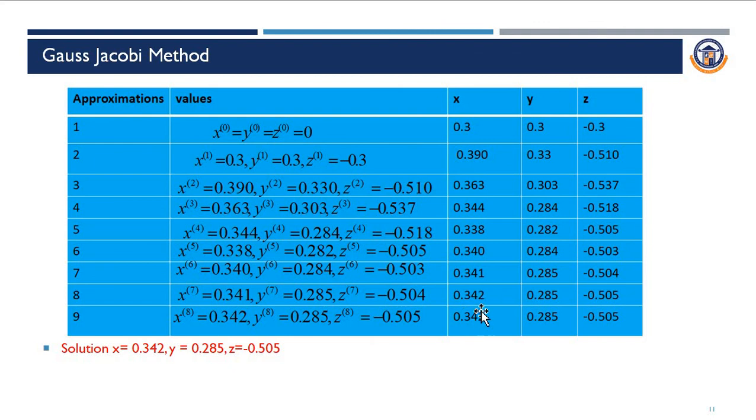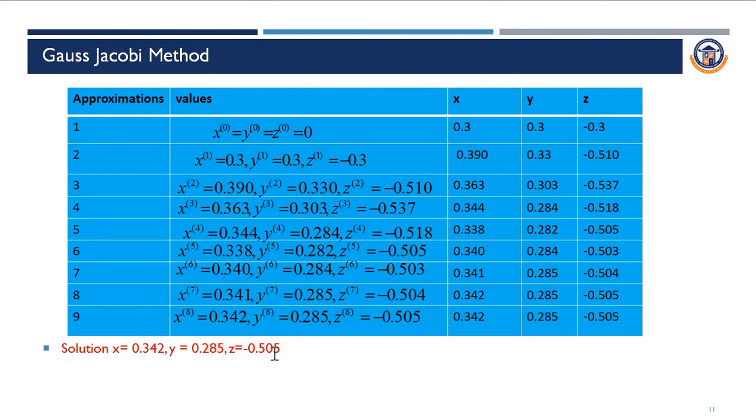It is an approximate solution of the given set of equations. Then one more thing, when you do the calculation, you have to set 3 decimal places. You can fix the decimal places as 3. So I can get the value of x as 0.342, y as 0.285, z as minus 0.505.